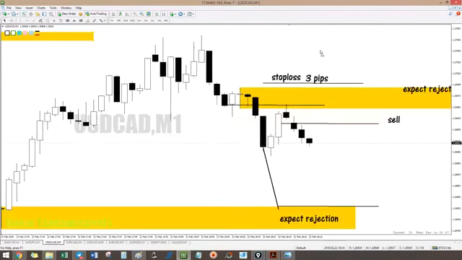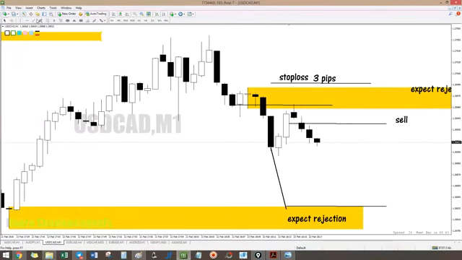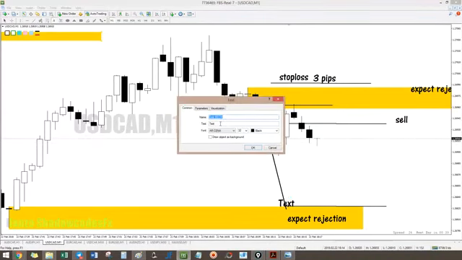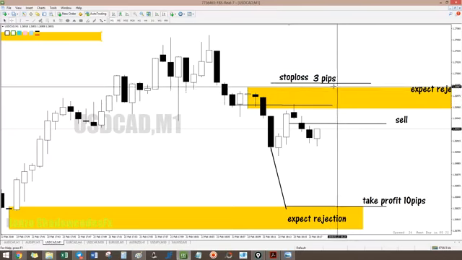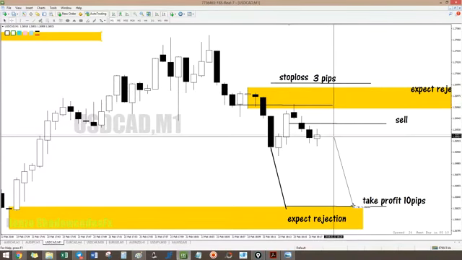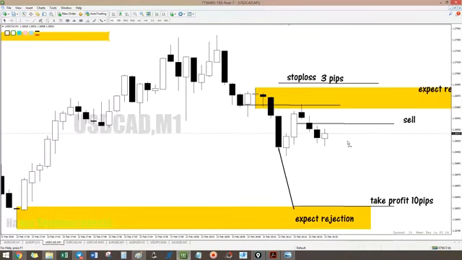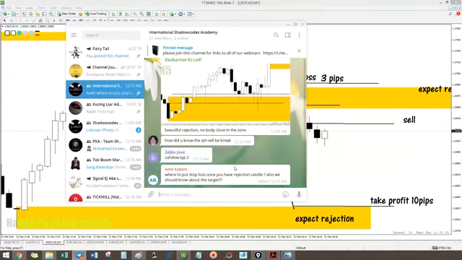Hey, what happened? All right. Take profit 10 pips. So you are expecting price to go here. If you are losing, you only lose 3. But if you are in profit, you will get the 10 pips. All right. So is there any other question? I think, where to put the stop loss when you have a rejection candle?